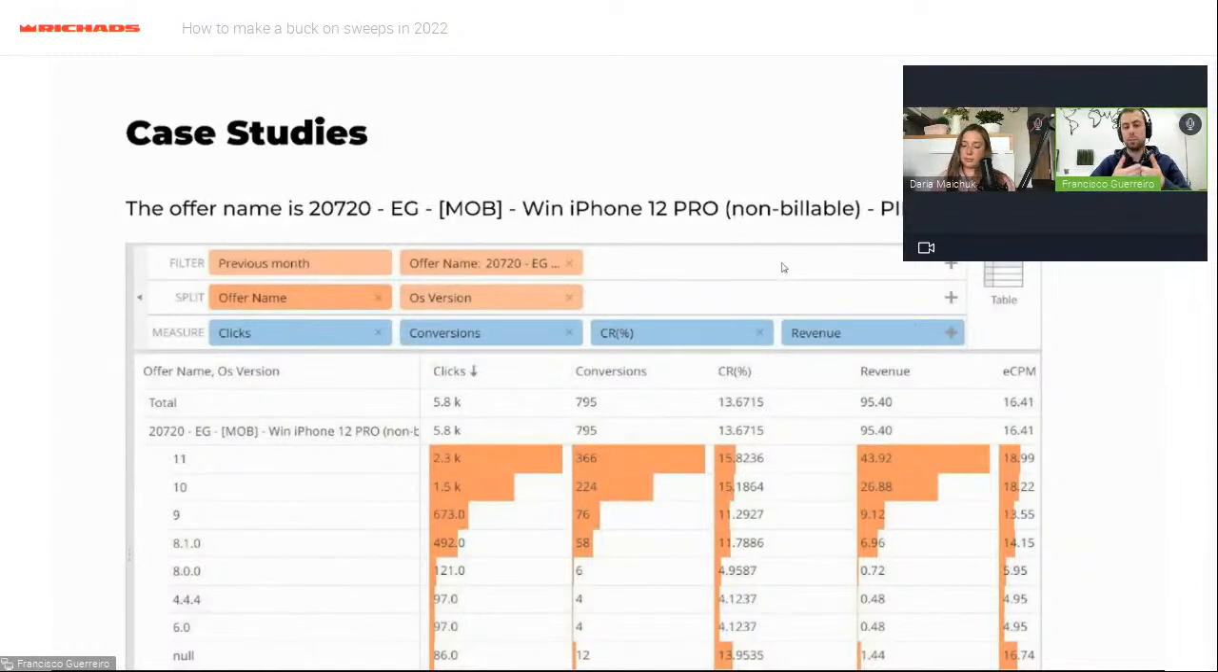In this specific example, the offer converted really well between version 8 and 11. So he cut everything below 7 already when he set up the campaign. But after the initial setup, he also cut version 12 and version 7. And this allowed him to get a good average ECPM and thus scale the campaign.